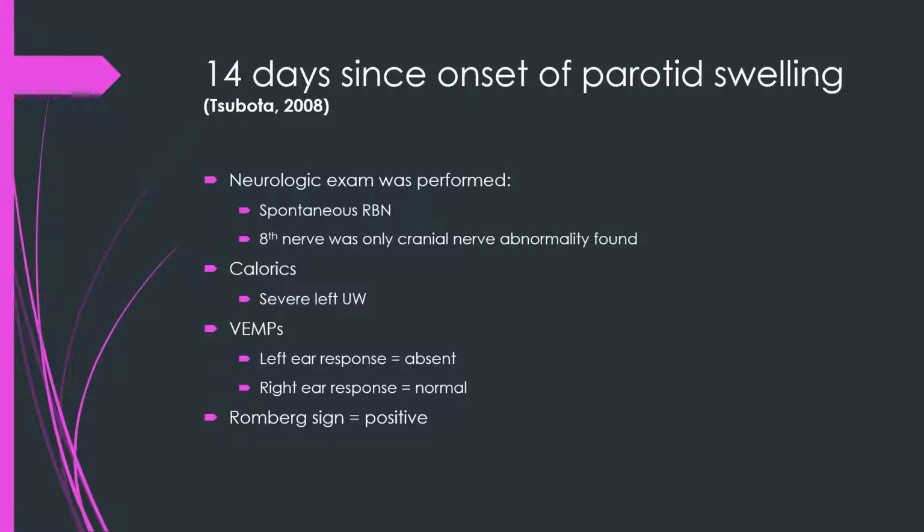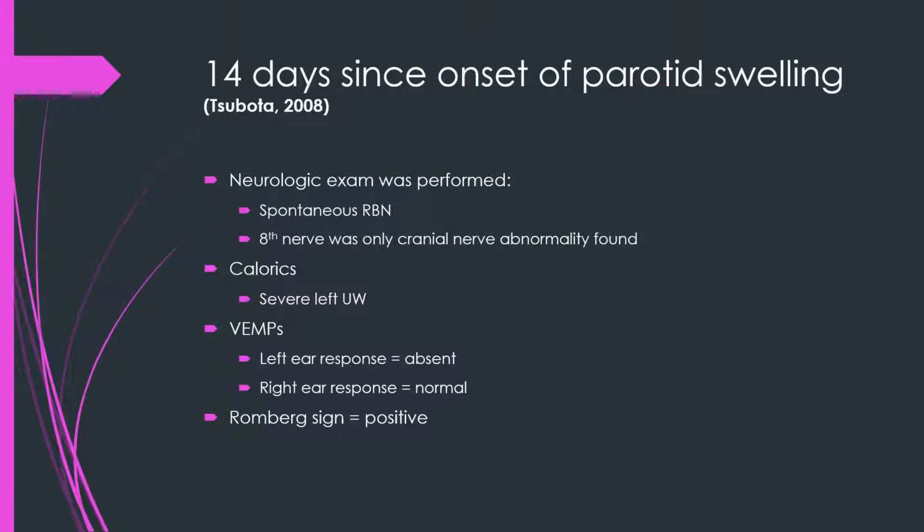14 days after the onset of the swelling, a neurologic exam was performed. They found spontaneous right beating nystagmus, and it was noted that the eighth nerve was the only cranial nerve abnormality that was found during that exam. In calorics, there was severe left unilateral weakness. For VEMPs, the left ear response was absent and the right ear response was normal. And then the Romberg sign was positive.